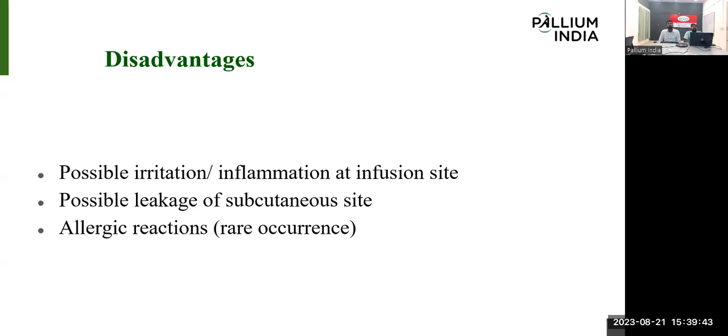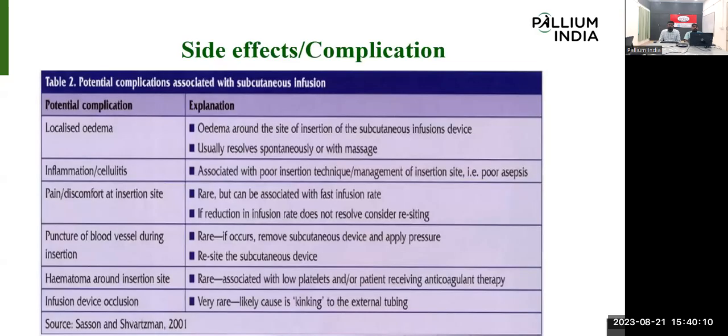How does the allergic reaction happen? For fixing the SV set on the selected pricked area, we use some occlusive dressing or adhesive tape. For some patients, that adhesive tape material is allergenic, and it may cause an allergic reaction. It's very rare, but it may happen. So these are all the minimal disadvantages of the subcutaneous route.